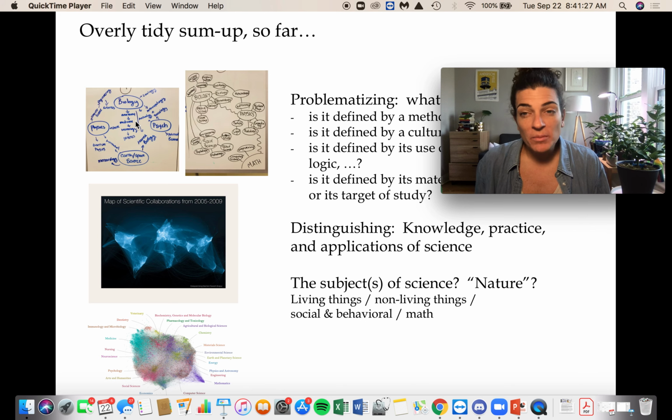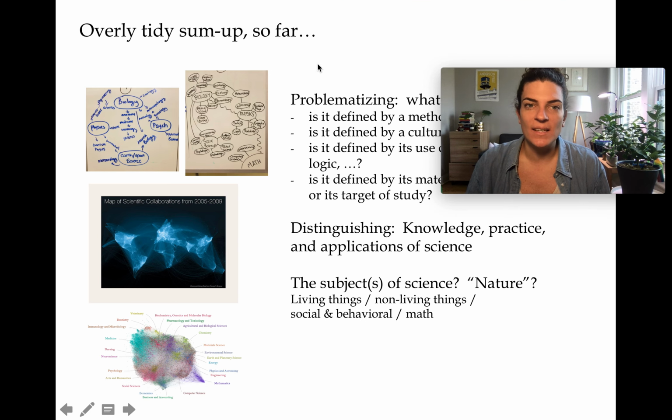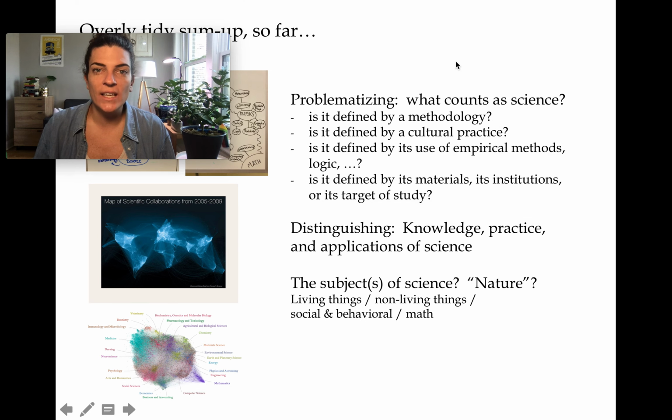But we talked about science and what science is and what it means to do science and how we think about science as an entity, as an institution. So what counts as science? We went through that slideshow, right? Is it a methodology? Is it a cultural practice? Is it empirical methods or logic? Is it defined by its materials or its institutions or its target of study, right?